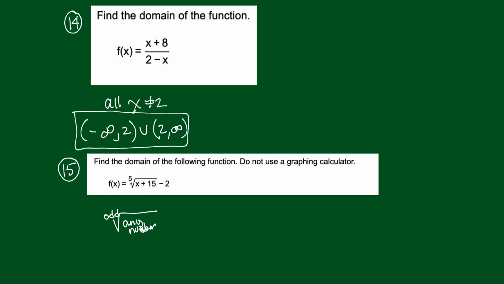I can add 15 to it, so I get any number back. And then it is okay to take the odd root of that number. So this works. Right? So this right here is acceptable. That works. And then if I add 2 to it, the whole thing works.